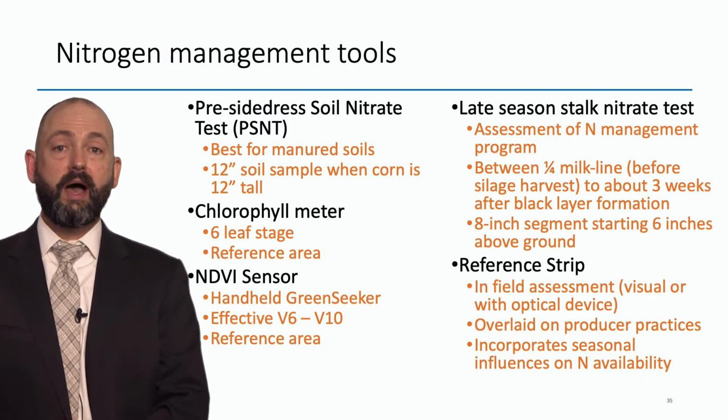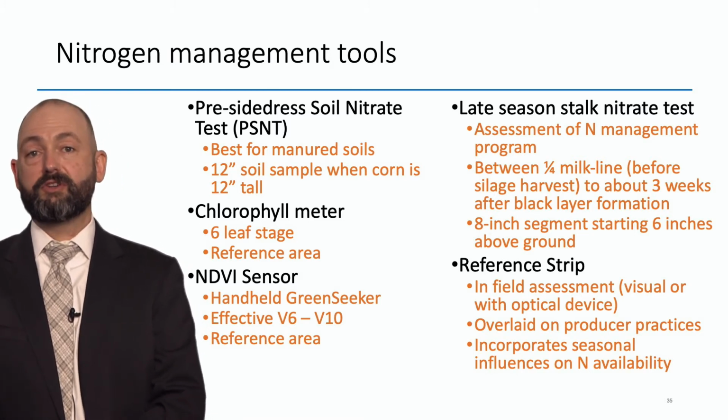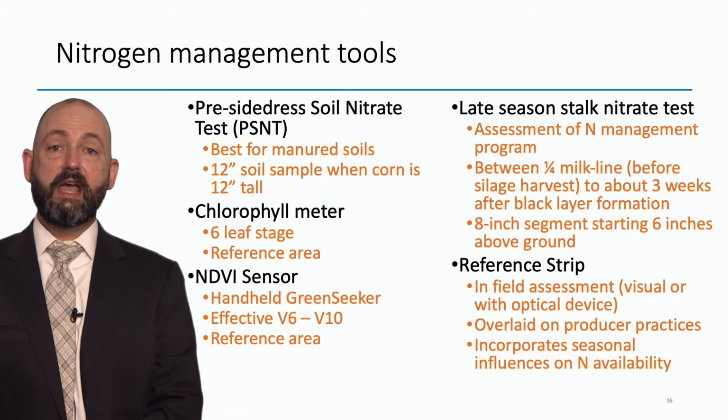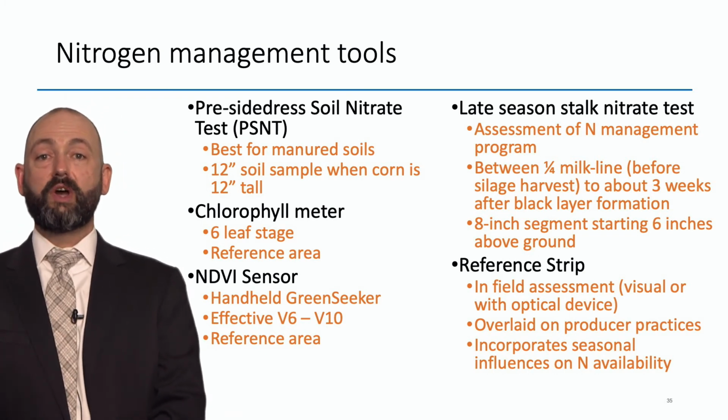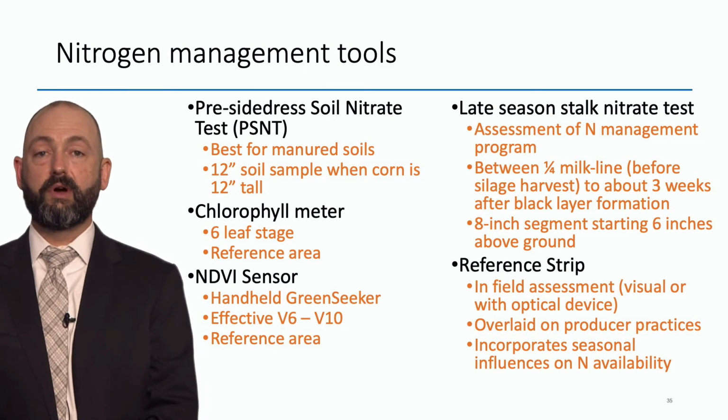Reference strips, this is super low tech, but just like with the chlorophyll meter or that handheld NDVI sensor, you go out and you put a couple strips in the field with 200 pounds of nitrogen. You've got your 50 pounds of starter on the rest of the field, and you can visually observe what the rest of the field looks like compared to that strip that had that maximum rate up front. So very valuable.